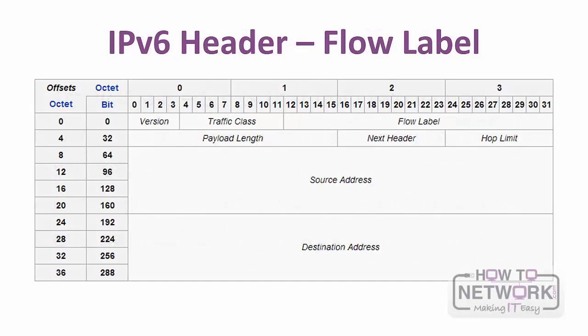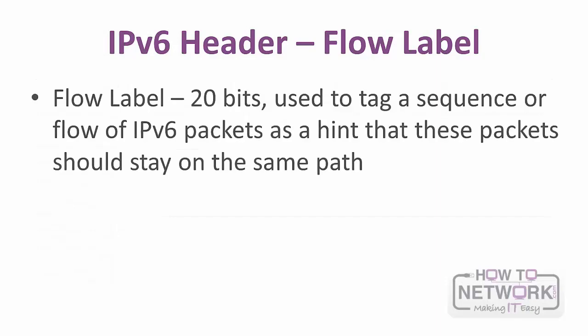Flow label, 20 bits. Was originally created for giving real-time applications special service, but, when set to a non-zero value, now serves as a hint to routers with multiple outbound paths that these packets should stay on the same path so that they will not be reordered.